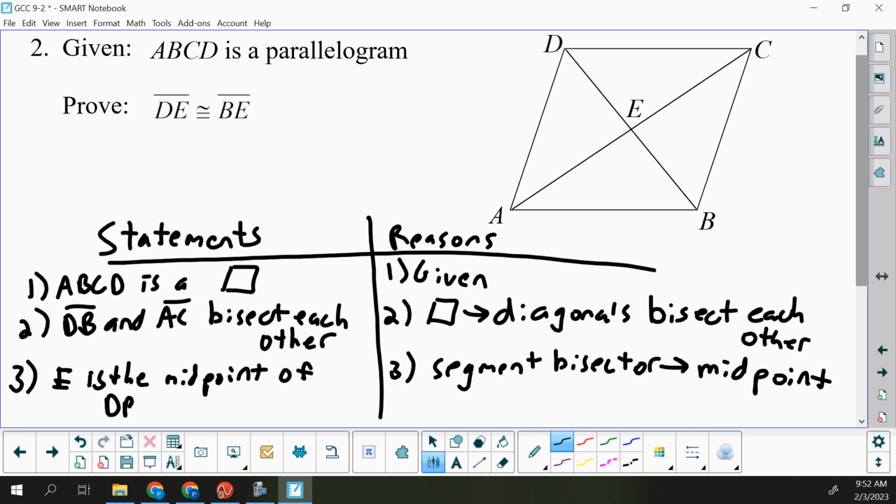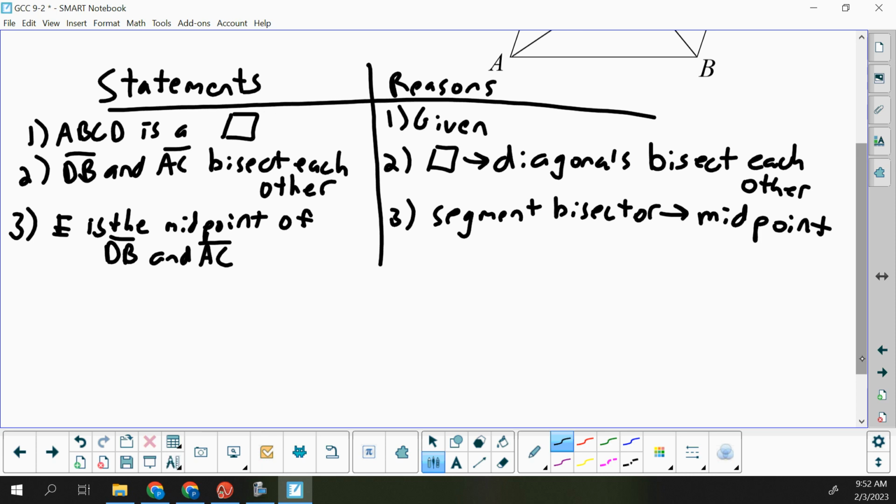So of DB and AC. Automatically next, we'll do midpoint. It implies 2 congruent segments.